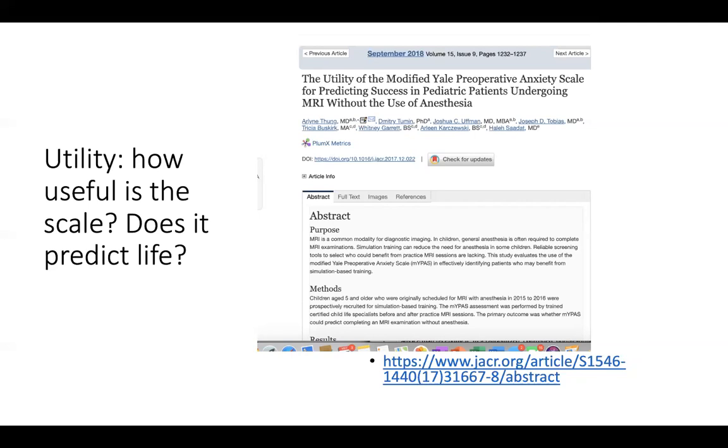And so in here, it helped save money because it would predict the kids that needed extra help when they had an MRI, as opposed to the kids who are going to be just fine without extra help. So that there was usefulness, utility. So you want a measurement to have some utility and to demonstrate making a difference in real life.